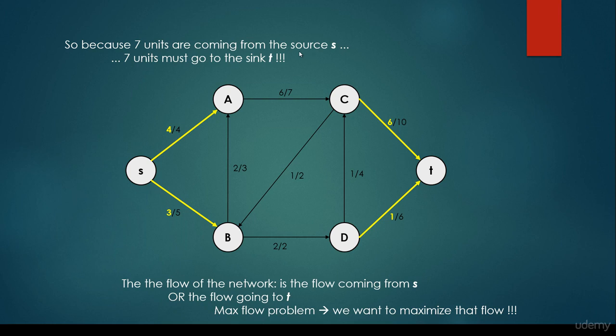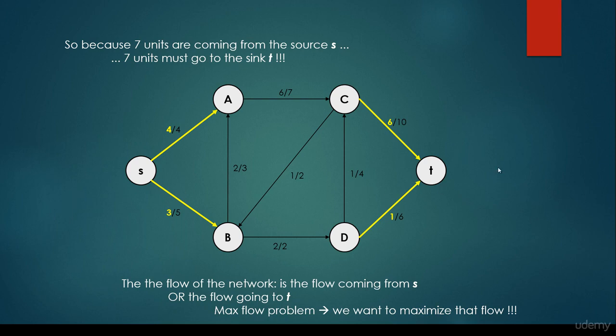So the flow of the network is the flow coming from S or the flow going to T. So okay, you may pose the question that we know how to calculate the flow of the given edges, but what do we mean when we say the flow of the given network? The flow of the given network is the sum of flows as far as the source is concerned, or because it is equal to the sink, we can sum up the flows of the edges that are going in the direction of the sink.